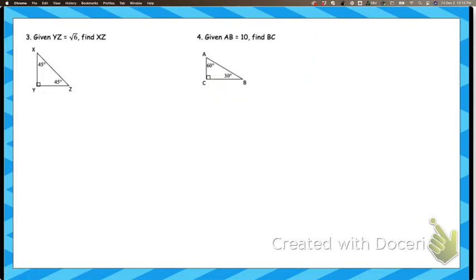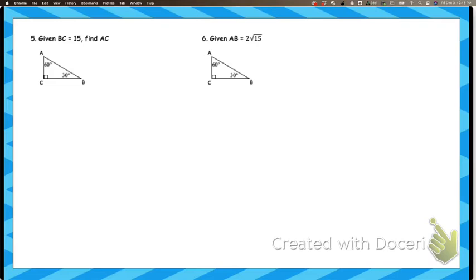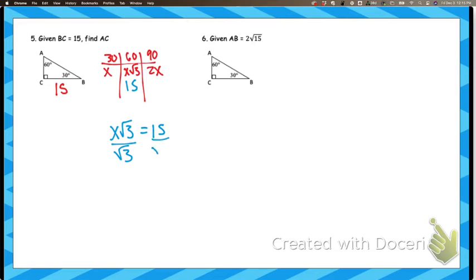All right, let's do 2 more 30, 60, 90s. So BC is 15. So 30, 60, 90, x, x root 3, 2x. So 15 is across from 60, so 15 goes in that column. So x root 3 equals 15. So to get x by itself, we're going to divide both sides by the square root of 3. And we have to get that square root out of the bottom.